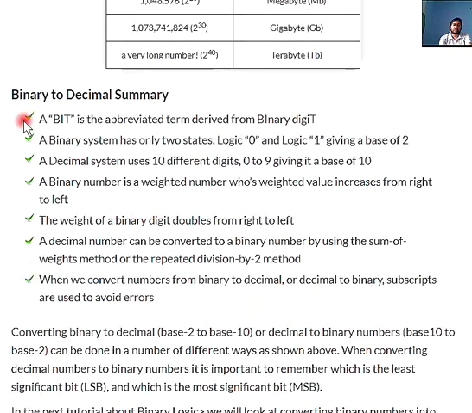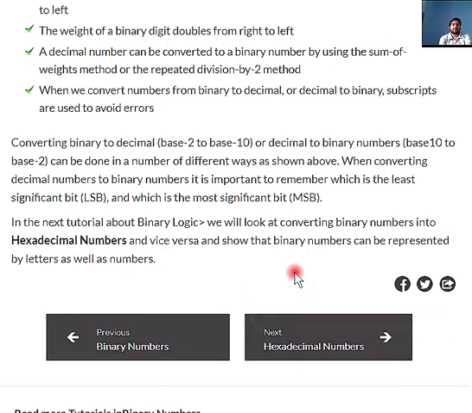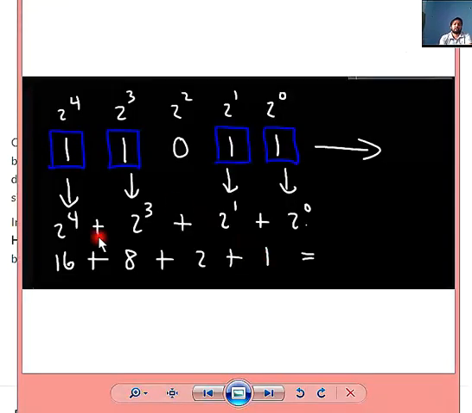Here we see the binary to decimal summary. These are all the summary of what is given here. In the next classes we will discuss the conversion. Now I am going to show you how we can convert this. Suppose 11011 is given here. When we convert this number into a decimal number, we can find the value of this binary number.